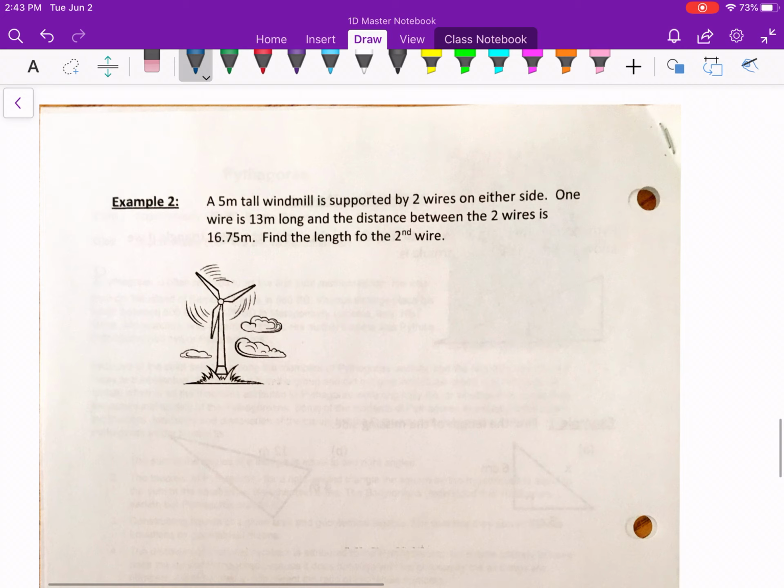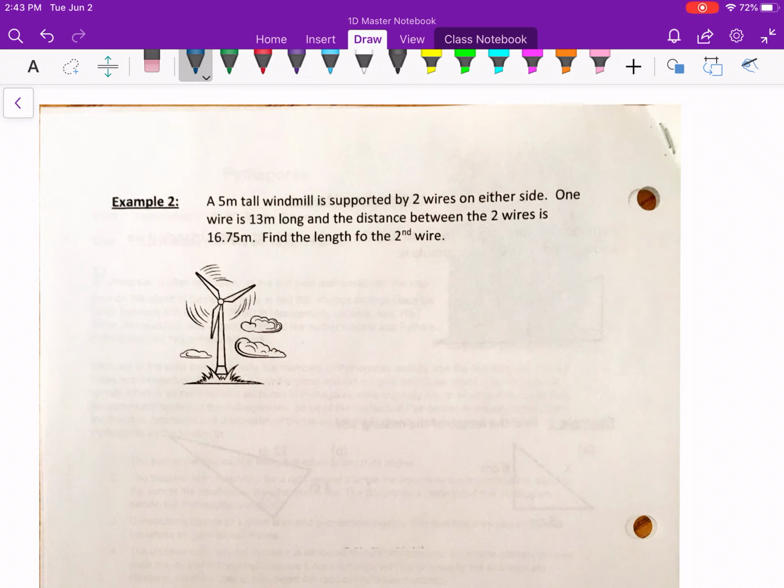Let's look at a word problem. A 5-meter tall windmill is supported by 2 wires on either side. I think what they mean is 1 wire on either side, 2 wires altogether. 1 wire is 13 meters long. The distance between the 2 wires is 16.75 meters. Find the length of the second wire.